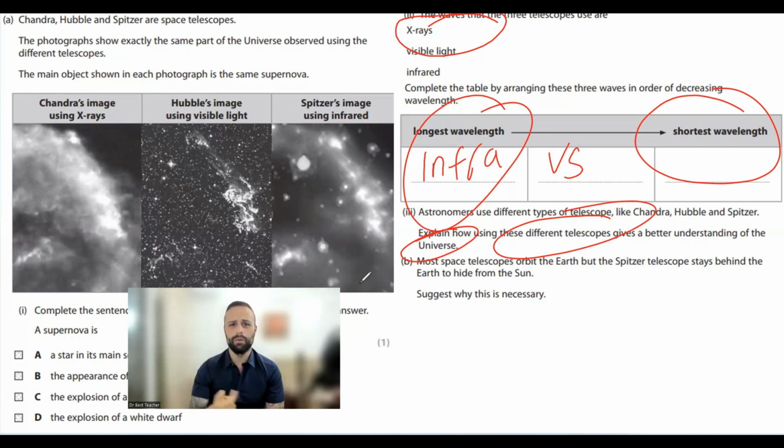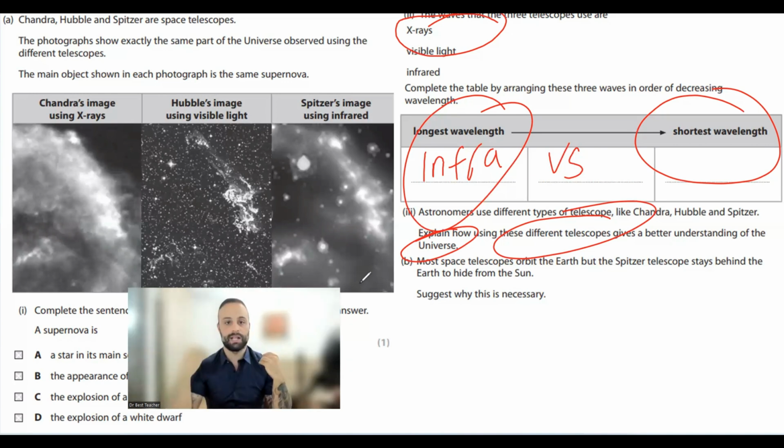And the Hubble telescope, I think the recent one, cost $1.5 billion or something like that. Now, most telescopes orbit the Earth, but the Spitzer telescope, which is the one that looks at infrared radiation, stays behind the Earth to hide from the sun. Why is that? Because the sun gives us a lot of infrared radiation. So you want the Spitzer telescope just behind the Earth. As the Earth is rotating around the sun, you want the Spitzer telescope just behind the Earth, okay?